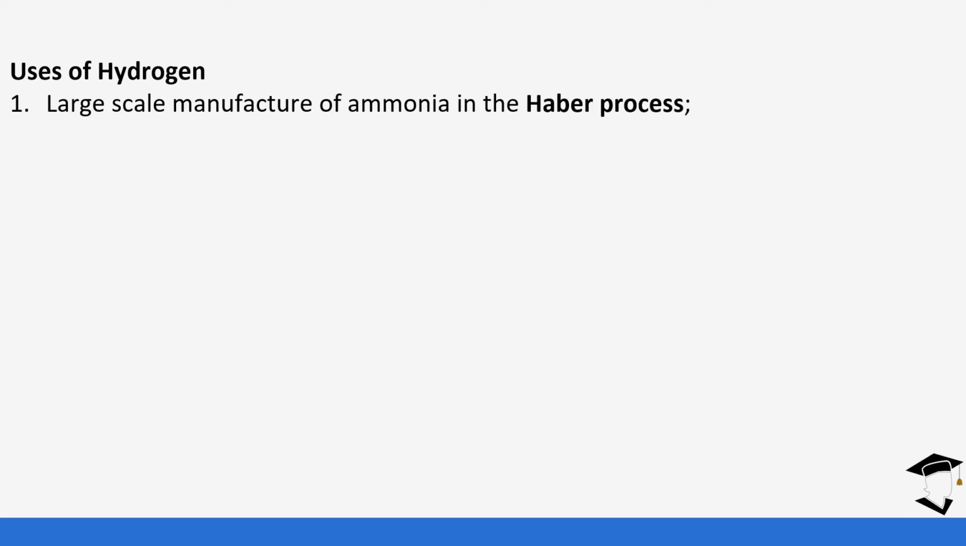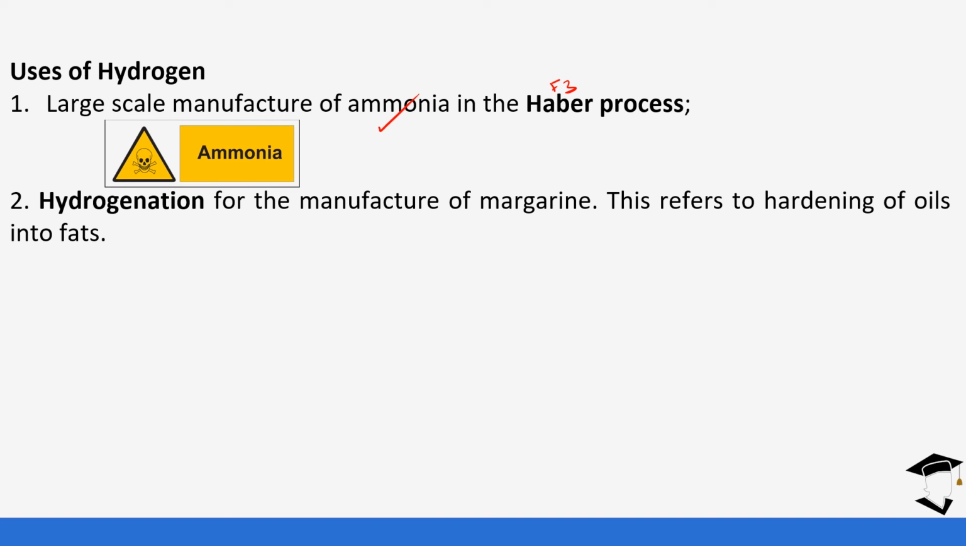Hydrogen is used in the manufacture of ammonia in the Haber process. This process will be discussed further in Form 3. Hydrogen is also used in the hardening of oils. That process is referred to as hydrogenation. This also will be discussed further in our Form 3 topic.